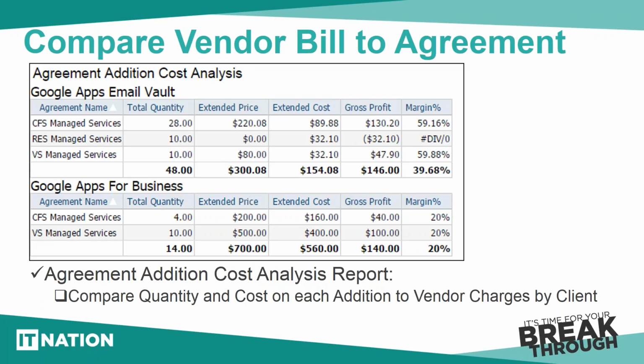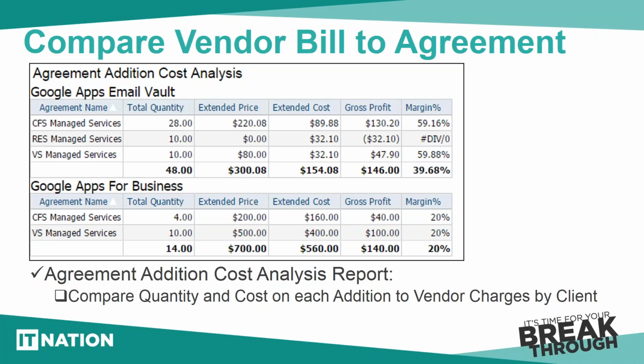So in this case, I have 3 agreements that are obtaining Google Apps email vaults, the total quantity, how much we're charging the client, what our cost is, so what we are paying to the vendor, and then the gross margin.